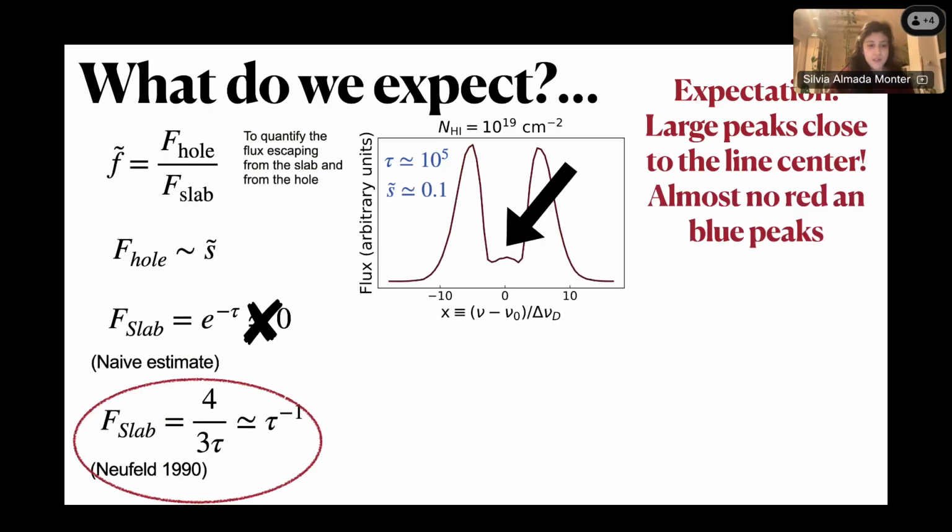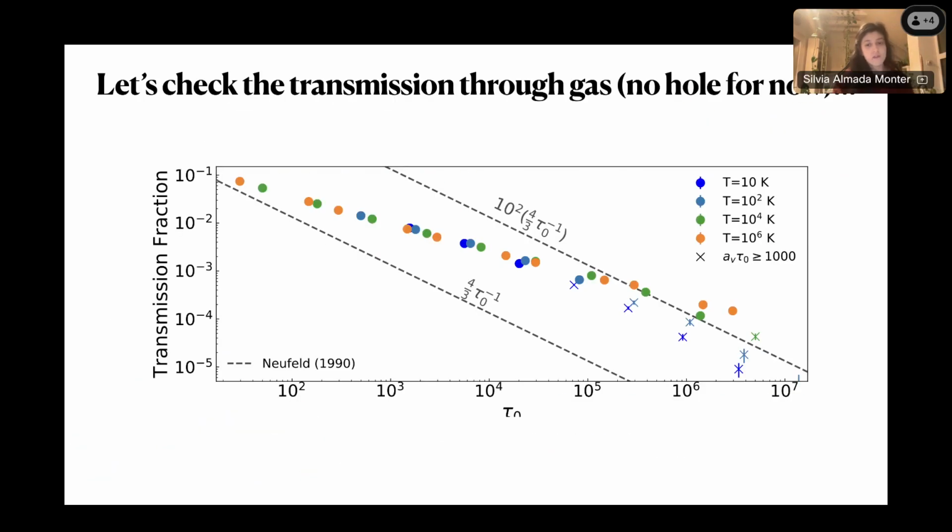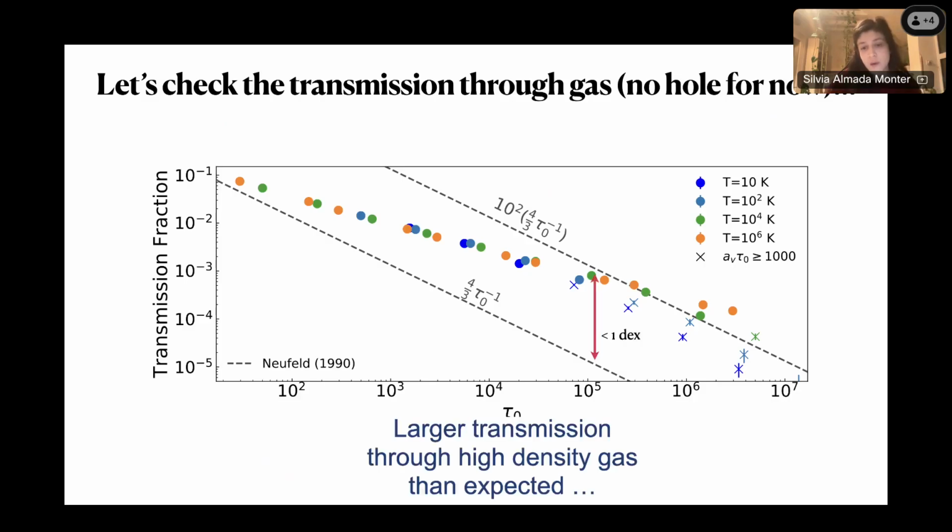So going back to this, maybe there is something that we can do or something we can understand about the transmission in the slab. So we checked it, and effectively, there is a transmission fraction difference between what we are expecting and what we found in the experiments.